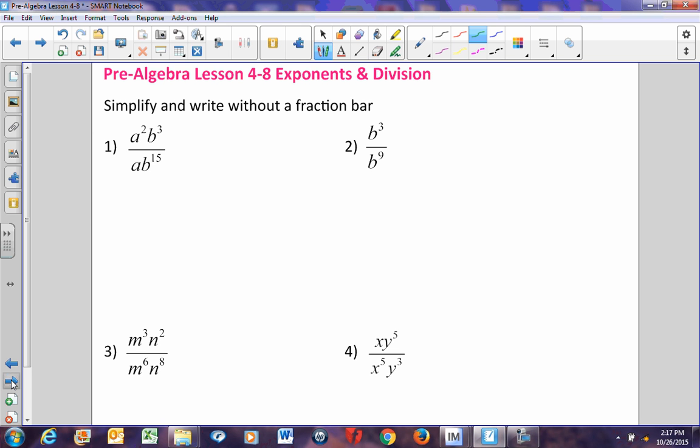Sometimes we like to write without the fraction bar, which means we don't have to have all our exponents positive. And if we have the fraction bar, that means the exponents are all positive. If we want to get rid of the fraction bar, that means we could have negative exponents.